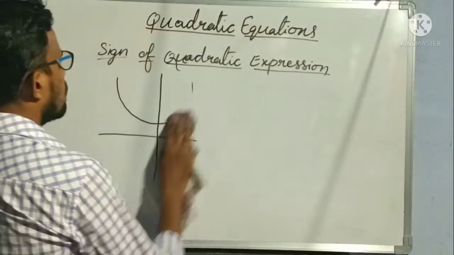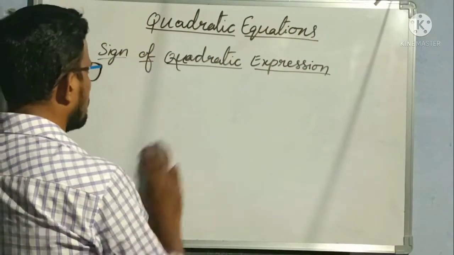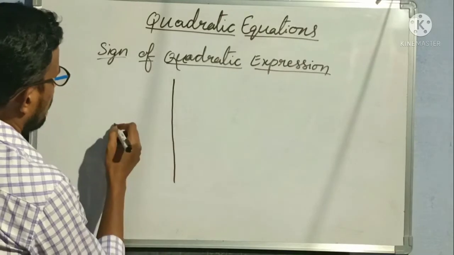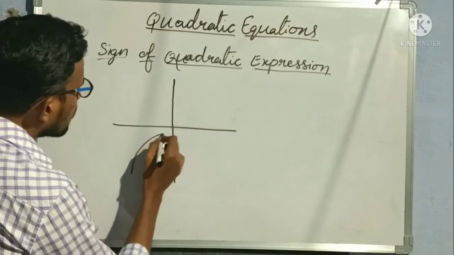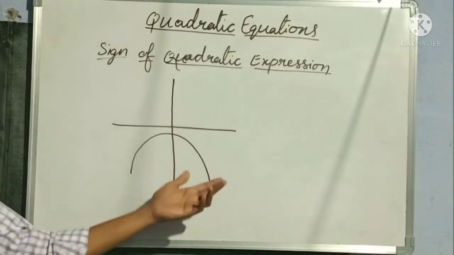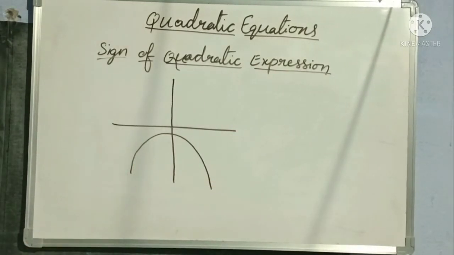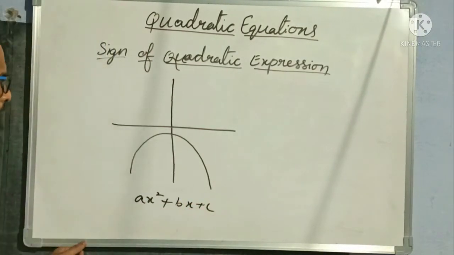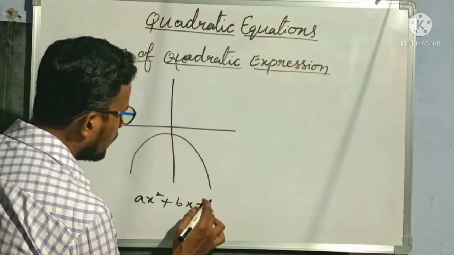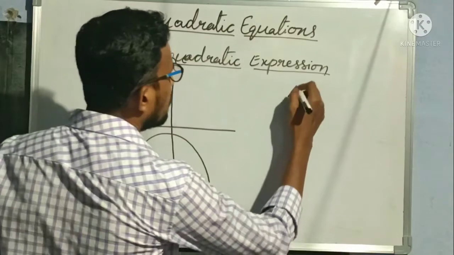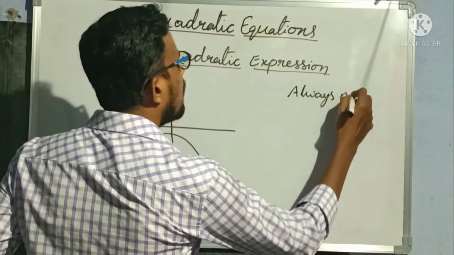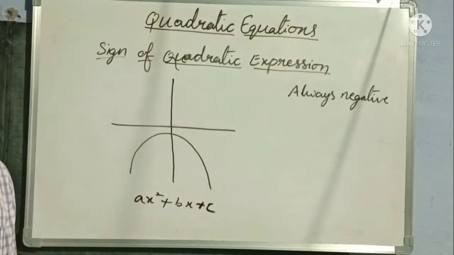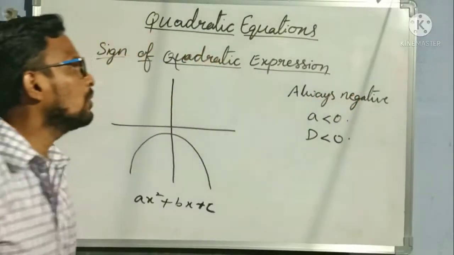Always negative means our graph will not be like this now. Negative y-axis means our graph will be inverted like this. So the same expression ax square plus bx plus c, when will it be always negative, not only negative, always negative? It will satisfy the condition when D is less than 0.